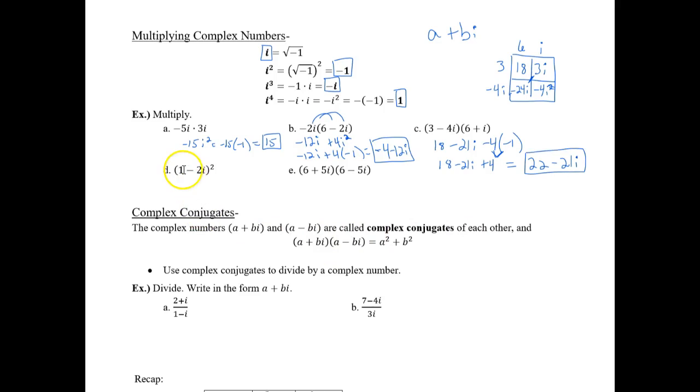Why don't you go ahead and try the next two? And remember, you cannot distribute an exponent across a sum or difference. You need to multiply that whole quantity times itself.